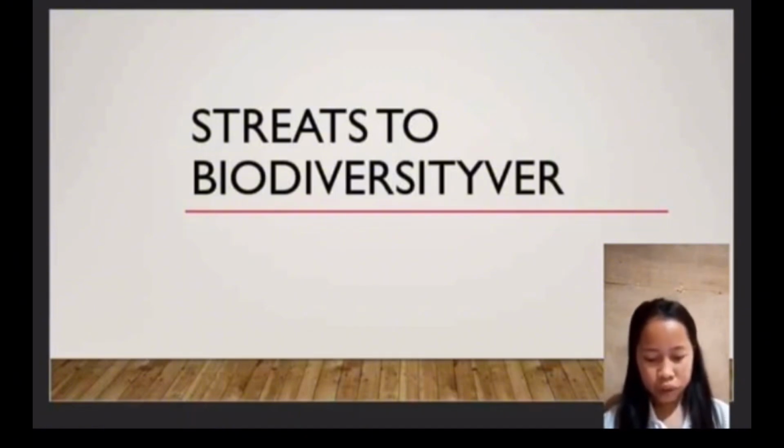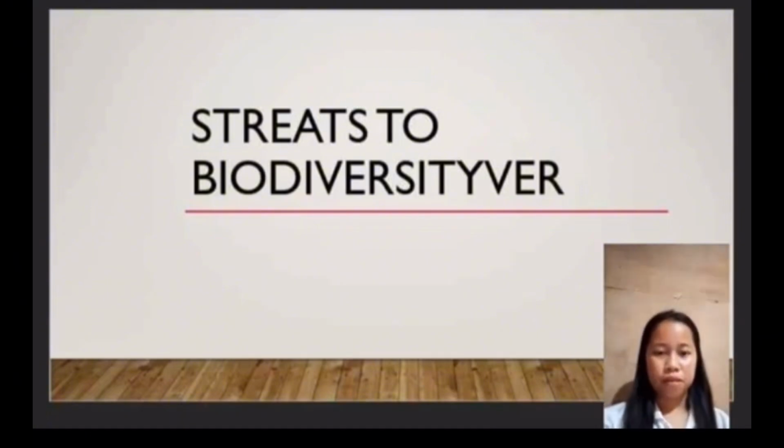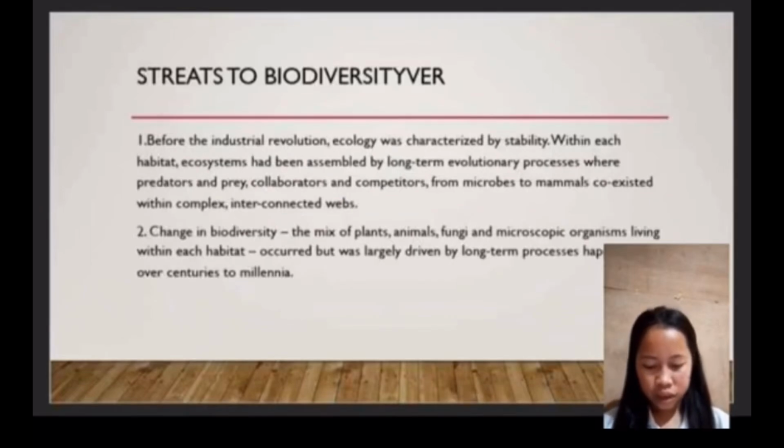First, before the Industrial Revolution, ecology was characterized by stability within each habitat. Ecosystems had been assembled by long-term evolutionary processes, where predators, collaborators, and competitors, from microbes to mammals, were connected in a complex web. And next is change in biodiversity. The mix of plants, animals, and microscopic organisms living within a habitat was largely driven by long-term processes happening over centuries or millennia.